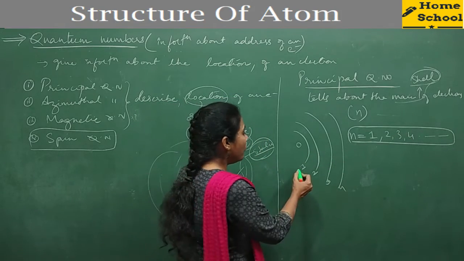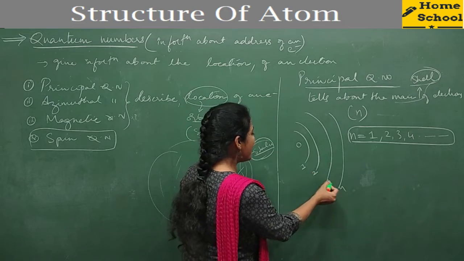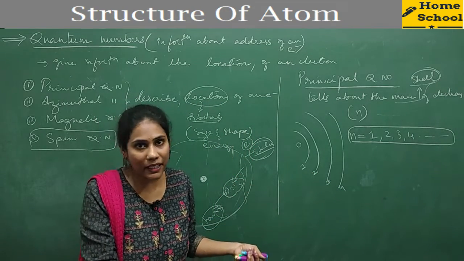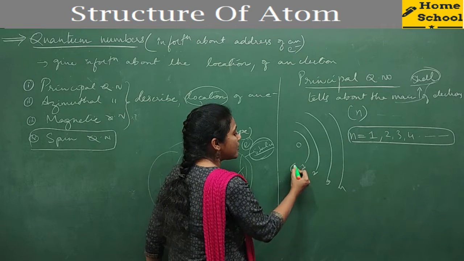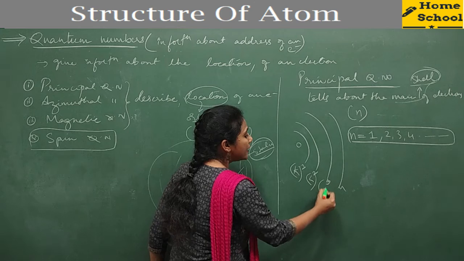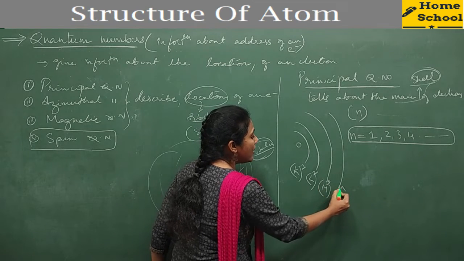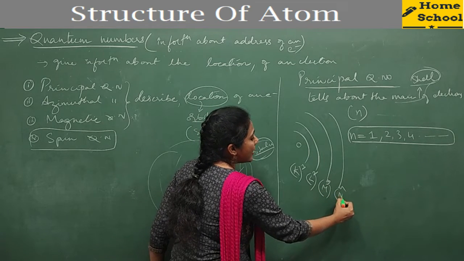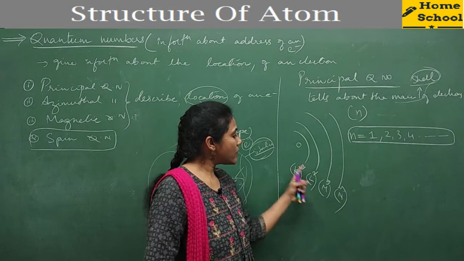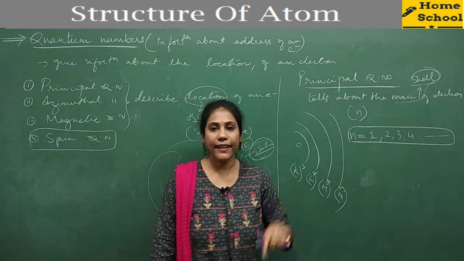Fine. Now we can indicate these shells with particular alphabetical letters also. So the first shell is called the K shell, the second one is called the L shell, the third one is called the M shell, and the fourth one is called the N shell. Like this you can indicate the shells with digits as well as with letters.